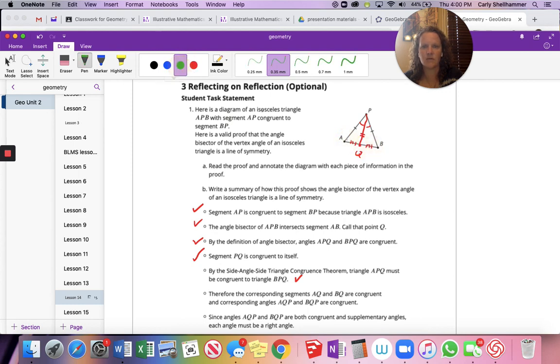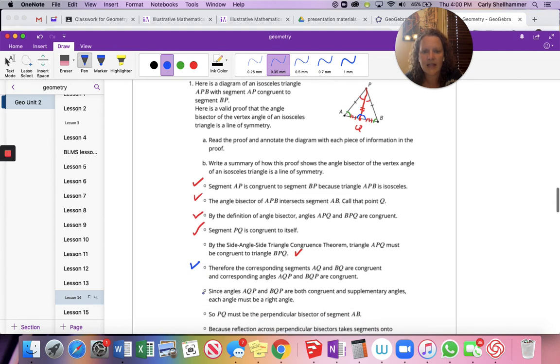I'm just going to change colors. All right, and let's change colors again. It's so small. Those two angles are congruent, all right? So therefore, the corresponding segments AQ and BQ are congruent, and corresponding angles AQP and BQP are congruent. I just marked all of those.